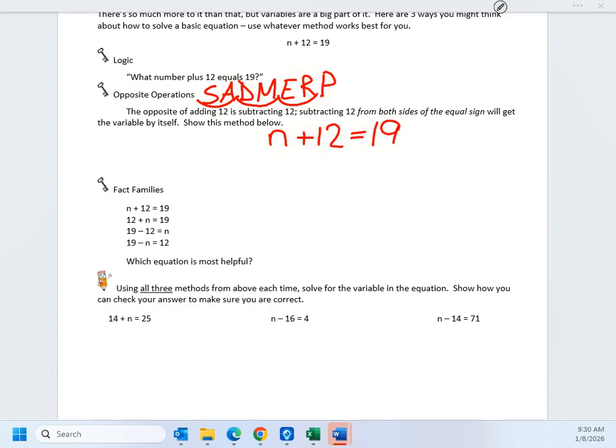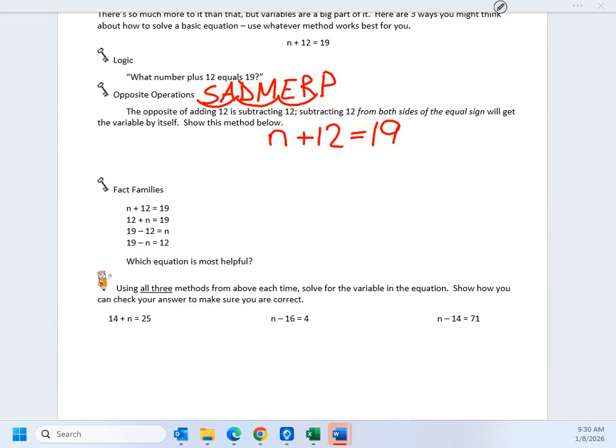So we need n on one side of the equal sign, and we need the answer on the other side. So we need to move whatever isn't n over to the other side. And we can't just take it and put it on the other side, we have to do opposite. We have to zero it out on this side when we're adding or subtracting.